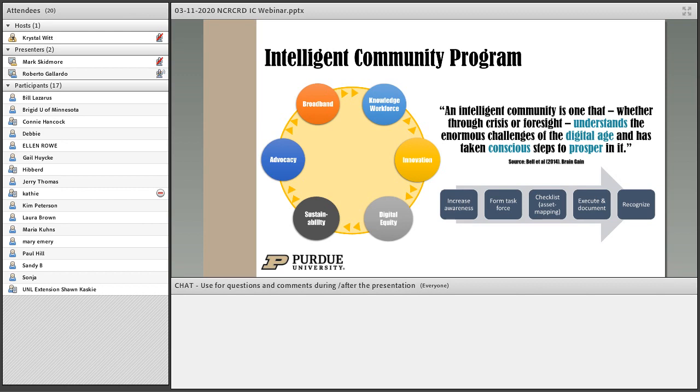Because of this funding from NCRCRD, now we are. I'm going to tell you a little bit more about the study and then the findings.